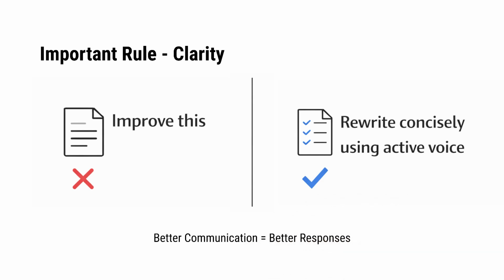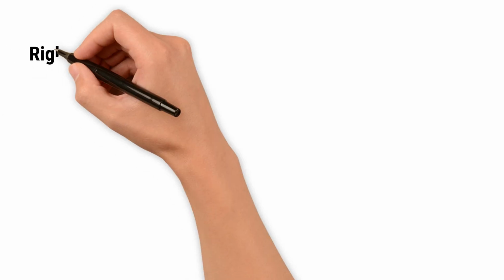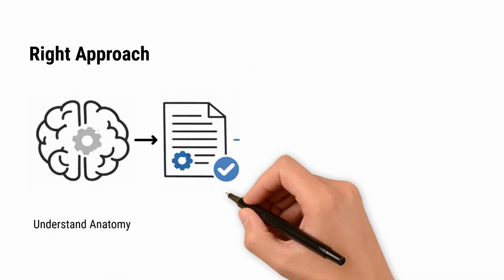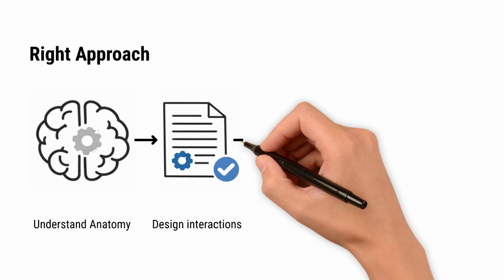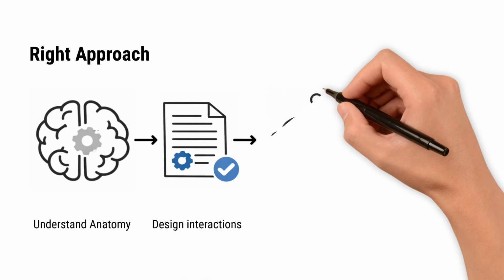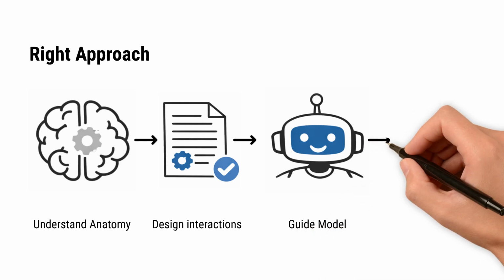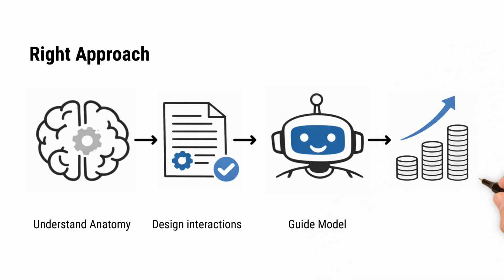And that is the foundation of effective prompt engineering. By understanding the anatomy of prompts, you gain the ability to design more reliable interactions with AI. With the right structure, you can guide the model toward better outputs more consistently. And this skill will only become more valuable as AI becomes part of everyday work.